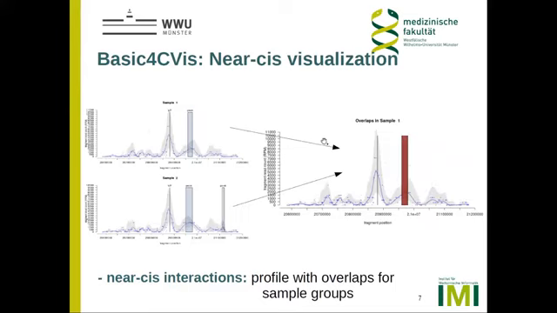For the near-cis visualization, if there are multiple samples, we also offer an overlap function. This is calculated automatically. And here in this example, we have one peak that's obviously overlapping. So the overlap plot for sample 1 and 2 will show this overlap in red, as a different plot. And this will be the same for all the other samples if there are multiple samples.